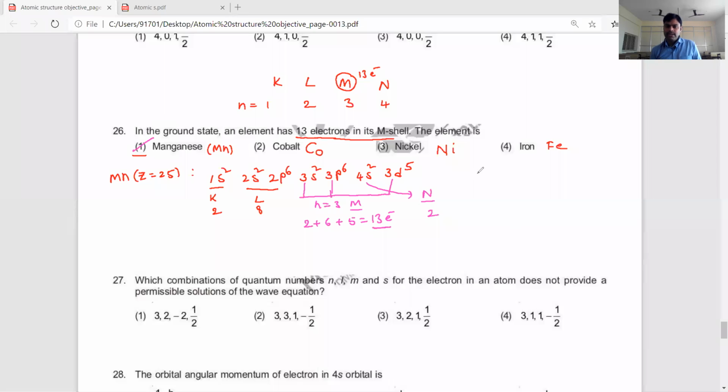Let's see the remaining also, we'll check. The remaining means cobalt. Cobalt, Z is equal to 27. Its electronic configuration is 1s2, 2s2, 2p6, 3s2, 3p6, 4s2, 3d7. 3d7 means the M shell contains how many electrons? 2 plus 6 plus 7 means 15 electrons are present. The M shell contains 15 electrons.